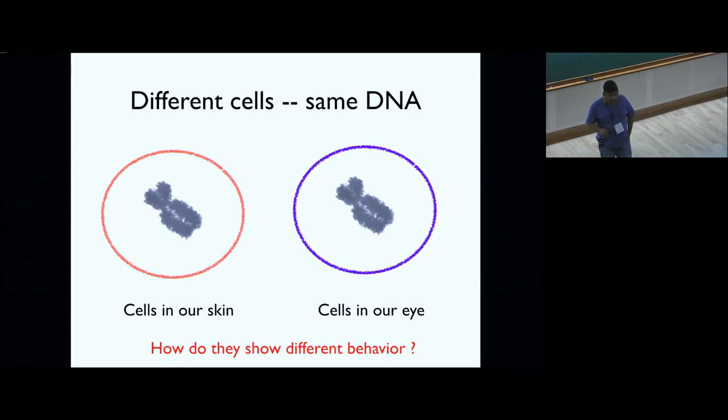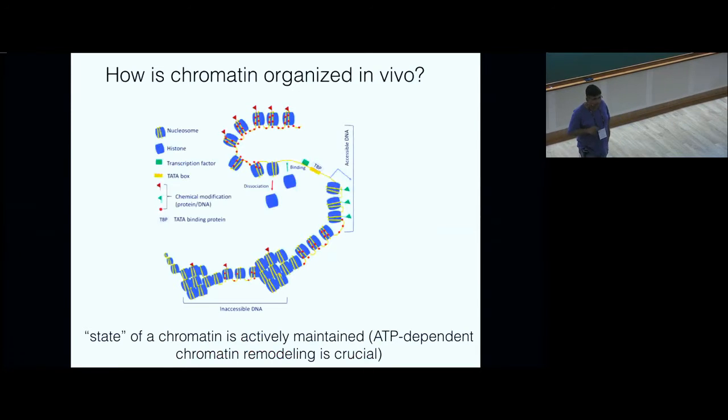As you all know, we have many different cells, like a skin cell, for example, or cells in our brain. All of these cells have exactly the same DNA, but these cells behave very differently. The cells in our skin behave very differently from the cells in our eye, or cells in other parts of the body. So how do they show this very different behavior, even though they have exactly the same DNA? And the answer is, the DNA is organized in these cells differently, and therefore the DNA organization is very important beyond the sequence of the DNA itself.